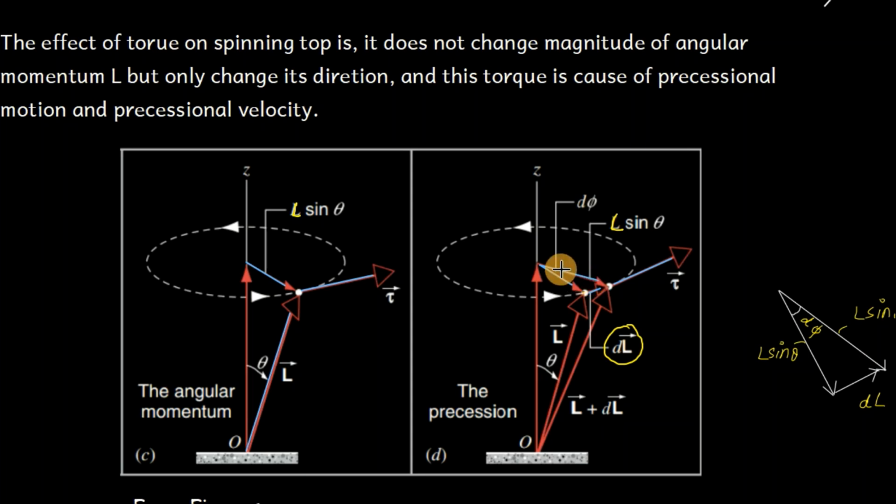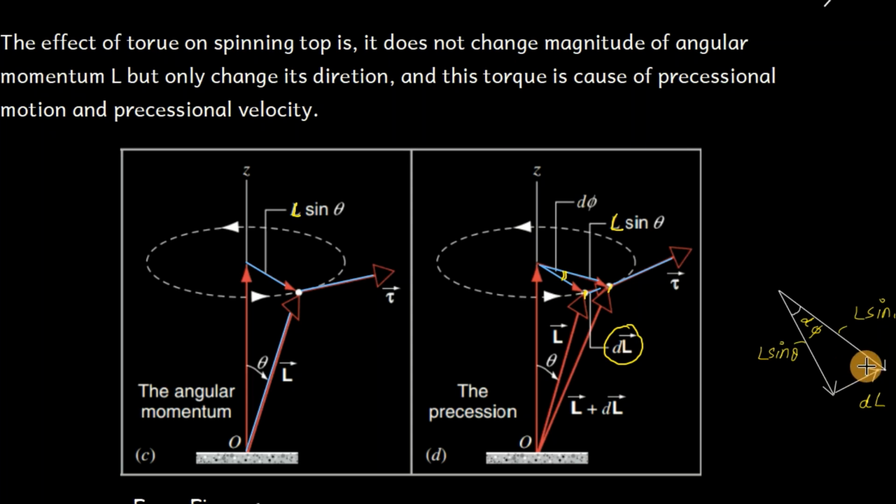L sin theta is the radius of the precession circle and this makes an angle d phi. So when the spinning top moves from this point to this point, its change in angular momentum is del L, and this side is known as the radius of the precession circle, that is L sin theta, and this is L sin theta, and this angle is known as d phi.